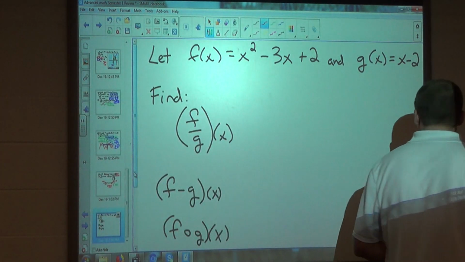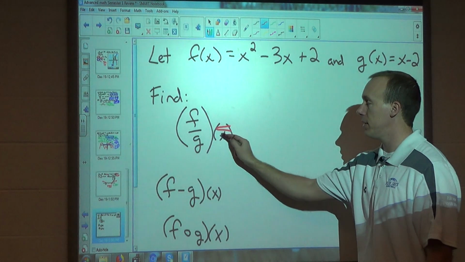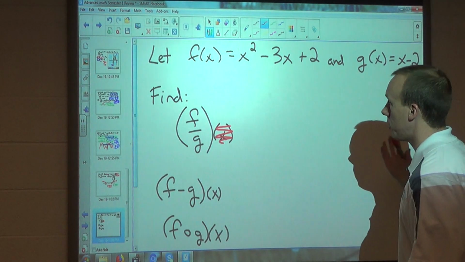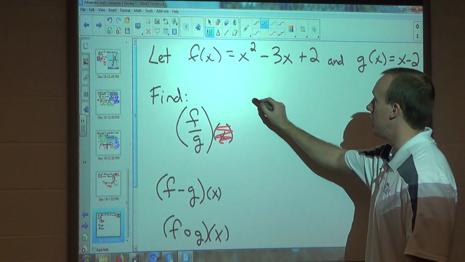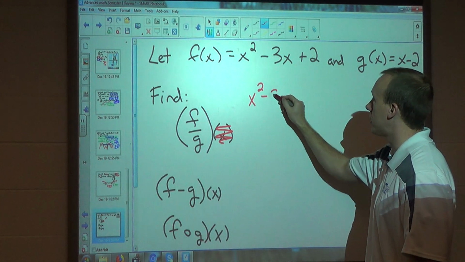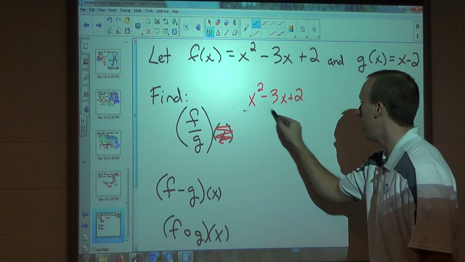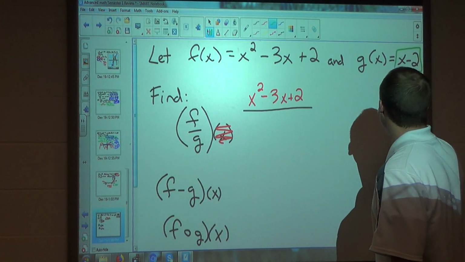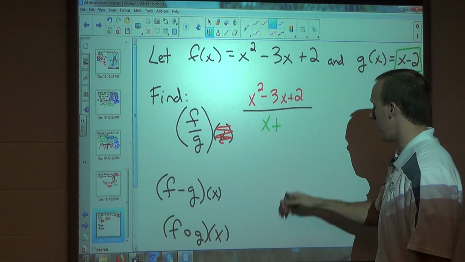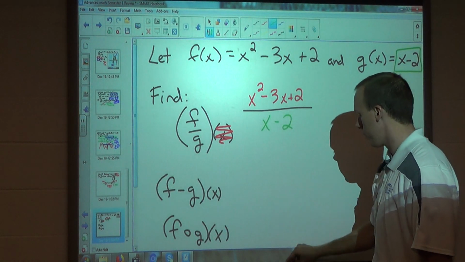So let's do the division one first. Now when you do division, remember, does this x matter when you do these? It doesn't, it just tells me which one's the function up here. So therefore, f divided by g, f is going to be x squared minus 3x plus 2. And we're going to divide by g, which is this guy, x minus 2.